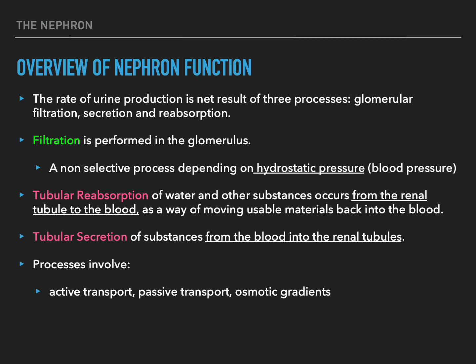This reabsorption and secretion are done via active transport, passive transport, and osmotic gradients. So the key thing to remember is reabsorption means that water and electrolytes are moving from the urine to the blood, and secretion means that water and electrolytes are moving from the blood to the urine. The ability of the kidneys to move things back and forth this way gives it a lot of power to do the important fine-tuning that's needed in the body.